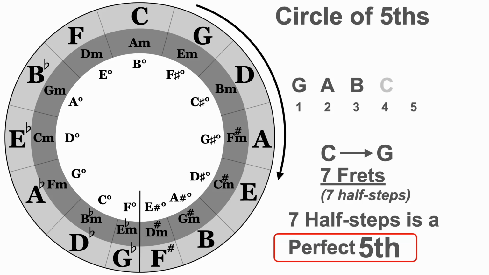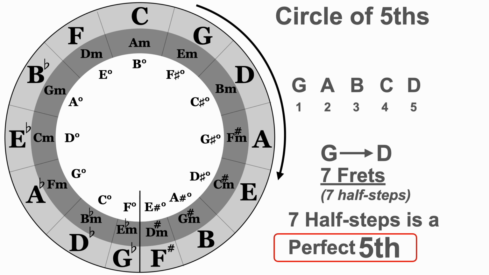Again, G, A, B, C, D. It's still 5 notes away, and if we go from our C to a D on our fretboard, we still wind up moving up 7 frets, and that is a perfect fifth.